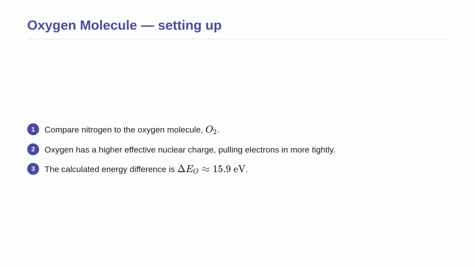Now that we have successfully analyzed nitrogen, let us compare it to the oxygen molecule. We want to determine its molecular orbital diagram and understand why it behaves so differently. Oxygen is further to the right on the periodic table, meaning it has a higher effective nuclear charge that pulls its electrons in more tightly. When we evaluate the energy difference for oxygen, we find that delta E is approximately 15.9 electron volts. This comparison will highlight exactly why the energy gap is the most important factor.